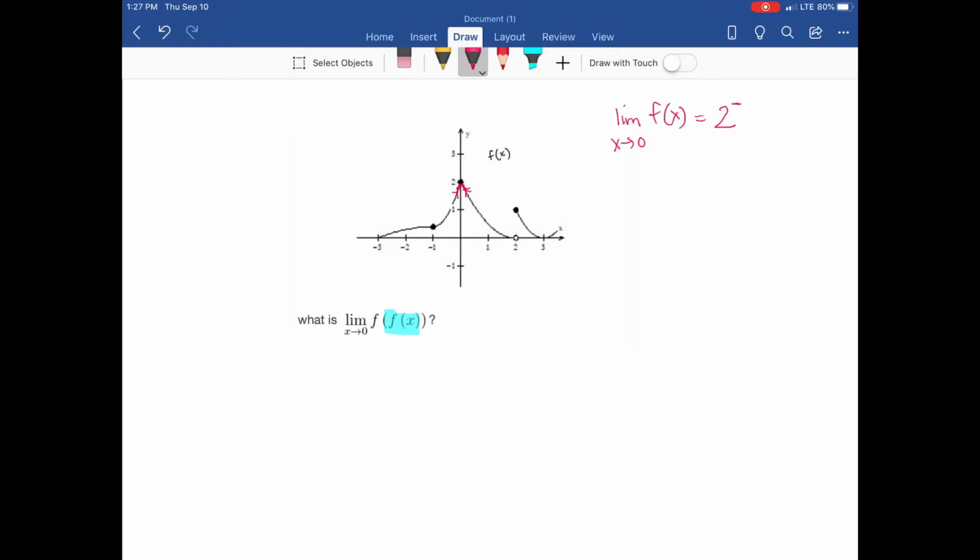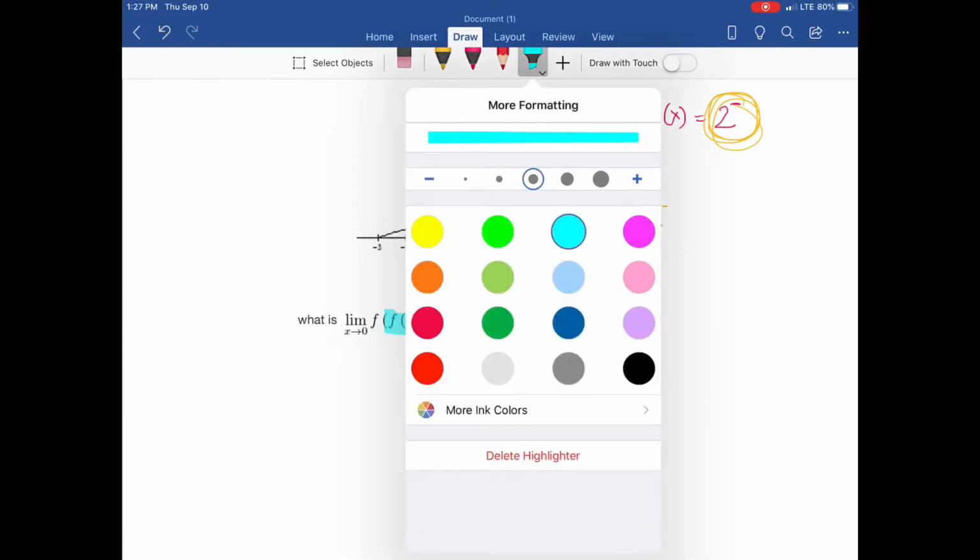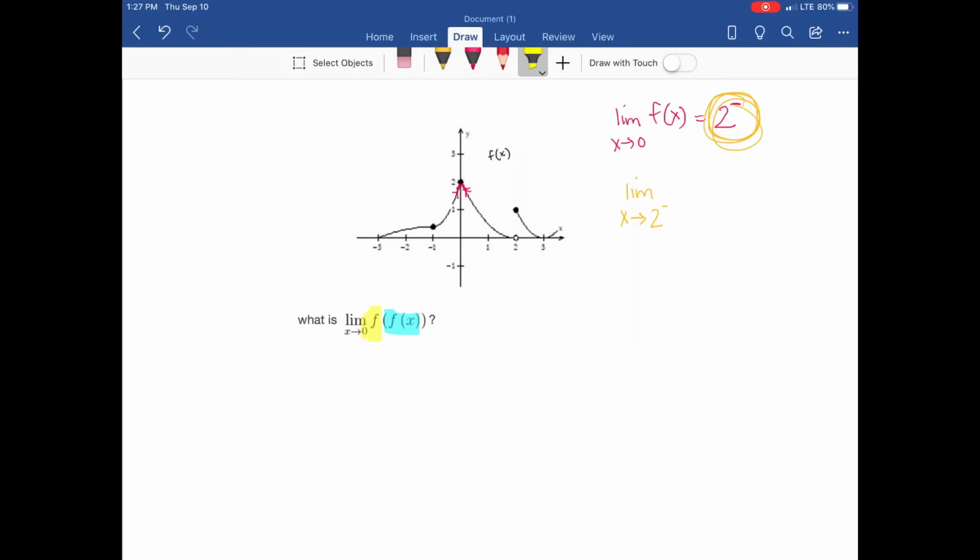So I'm going to make a note that what's inside that blue highlighted piece is actually approaching 2 from the left. Why is that relevant here? Because now, if I'm looking at the next piece, I know this is 2 from the left, so now the question is, the limit as x approaches 2 from the left, now on the outermost function, of this f.